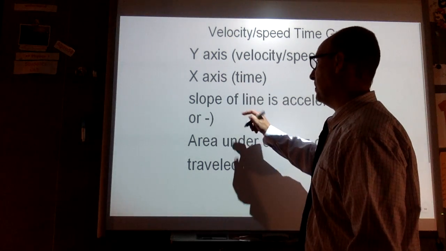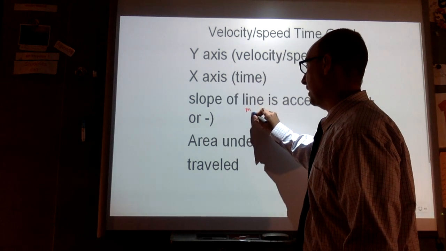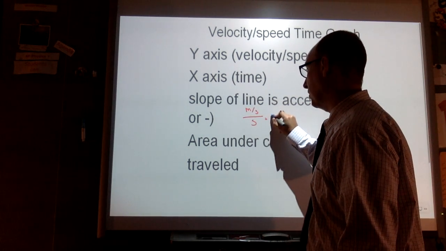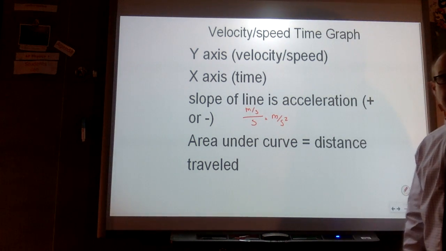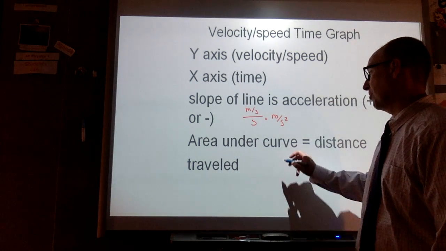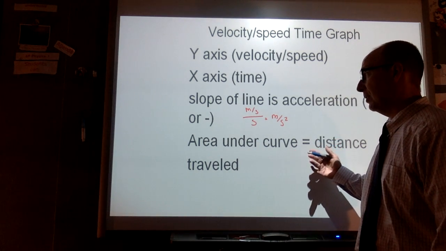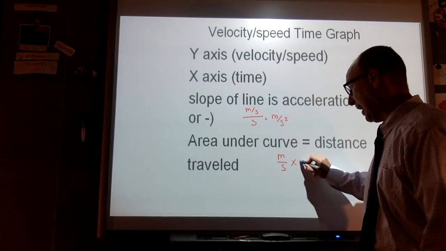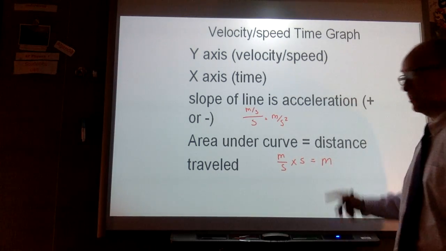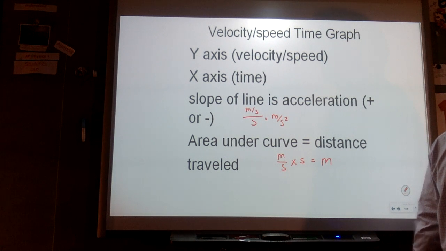By unit analysis, we can see this because our slope is going to have the units of meters per second over seconds, which gives us the units of acceleration. The area under the curve, distance traveled, is going to be some area. So we would have meters per second times seconds, and that gives us the unit of meters, which is what we measure distance and displacement in.